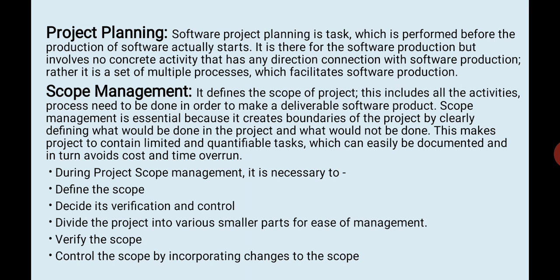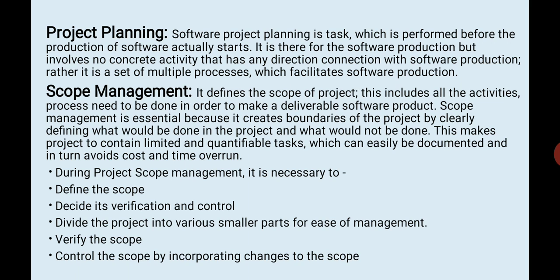Project planning. Software project planning is the task which is performed before the production of software actually starts. It is therefore for the software production but involves no concrete activity that has any direct connection with software production. Rather, it is a set of multiple processes which facilitate software production. So planning has to be done before the actual software starts, and this we can see practically also. Whatever work we have to do, we first plan it before the actual work starts. So project planning is always done before.